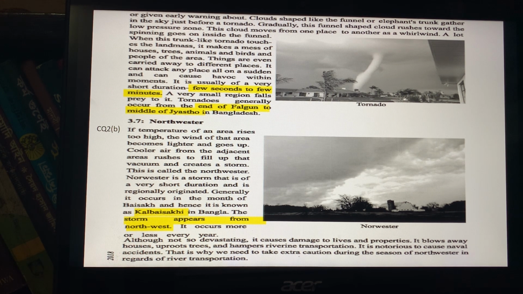It occurs in the month of Boishakh. That's why we call it in Bangla Kalboishakhi. It's happening right now, and the storm appears from the northwest. But this storm is not that much devastating, but still it damages our lives and properties.